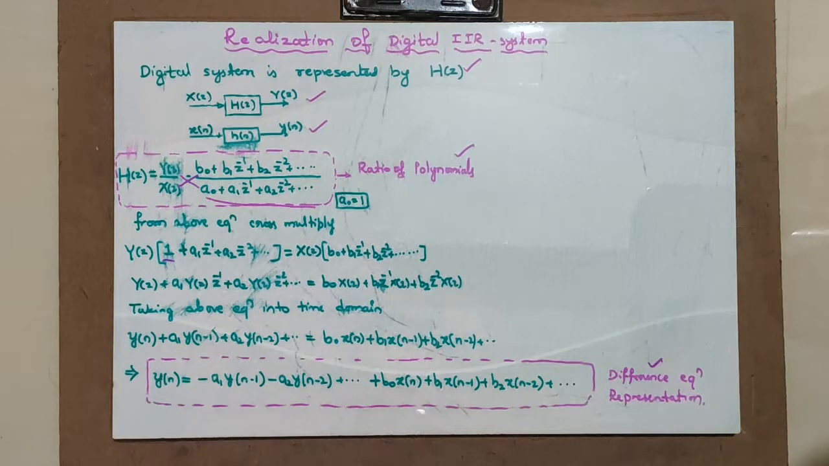What are the two ways to represent a digital IIR system? One way is H(z), which is the ratio of two polynomials. The second way is the difference equation representation. Please note these two will help us in realization or implementing a digital system. Let us go ahead with the next board, where I will explain the different ways to realize digital systems.